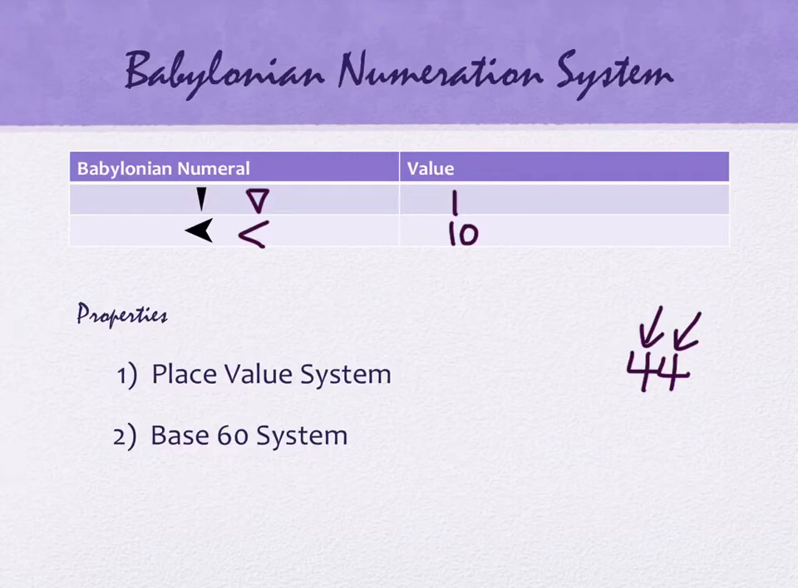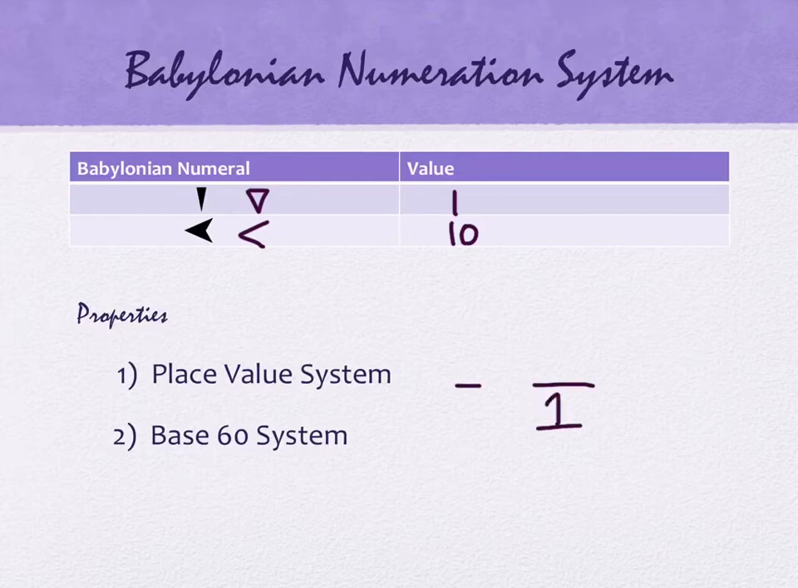So this idea of place value is really important. In their system, they have a place value system as well. In our system, our place values are values of base 10. And theirs are values of base 60. So let's take a look at what I mean by that. In our system, we have a 1's place, and then we have a 10's place right here, like this, right? Well, they don't have a 10's place, they have a 60's place.